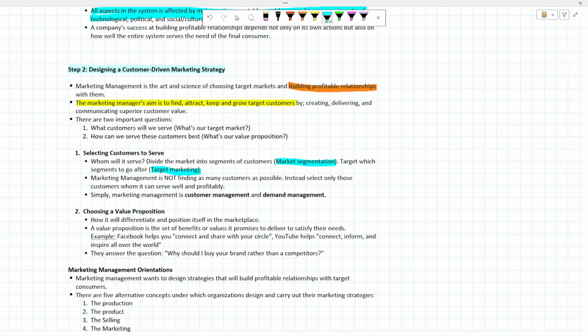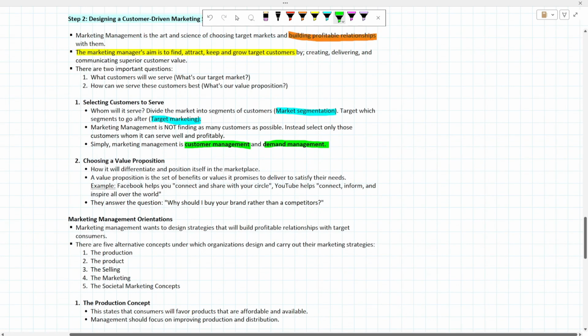Marketing management is not finding as many customers as possible, and instead selecting only those customers who can be served well and profitably. So it's not how many customers, but the value. It's not finding the most customers, but finding the most valuable customers. Simply, marketing management is customer management and demand management. So I'll highlight that for you guys: customer management and demand management.